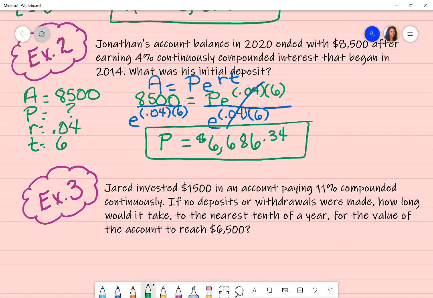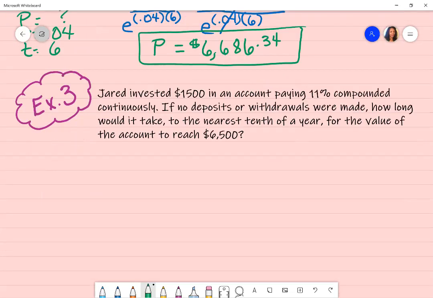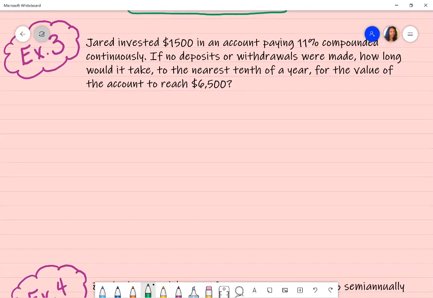Moving on to example 3. Jared invested $1,500 in an account paying 11% compounded continuously. I wish there was some 11% compounded continuously interest going on. I would run to that bank. If no deposits or withdrawals were made, how long would it take, to the nearest tenth of a year, for the value of the account to reach $6,500?